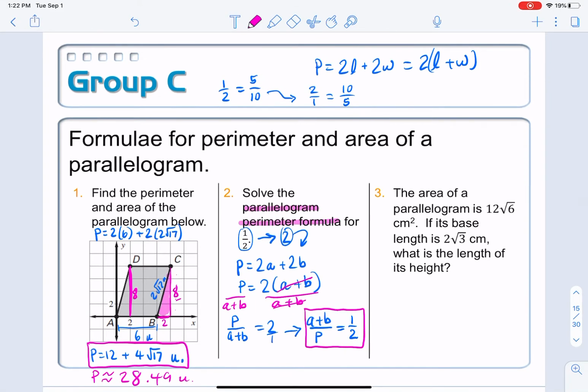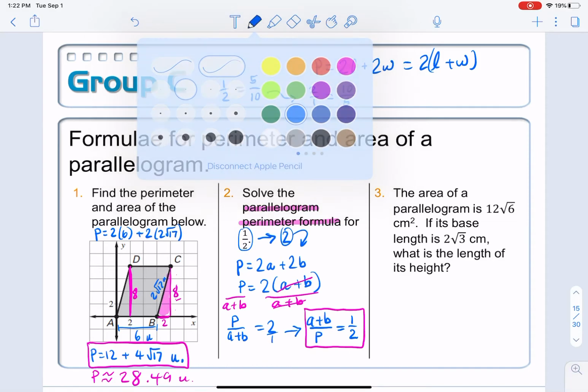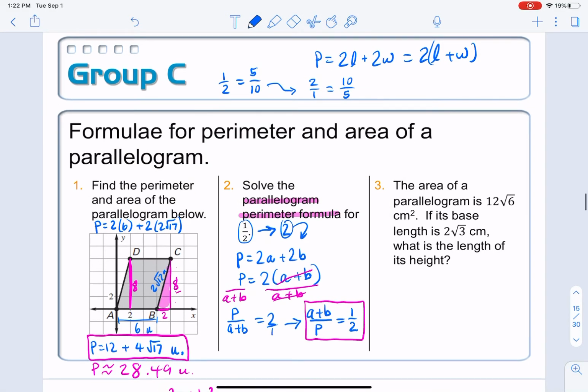Okay, let's look at the very last question, the final question that's on here. The area of a parallelogram is 12 square root of 6 centimeters squared. If its base length is 2 square root of 3 centimeters, what is the length of its height? So maybe what we need to do, this is essentially a word problem here, is write down all of our information. The area, list out these different quantities.